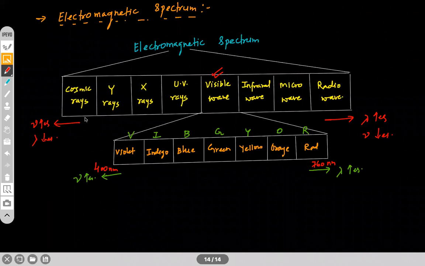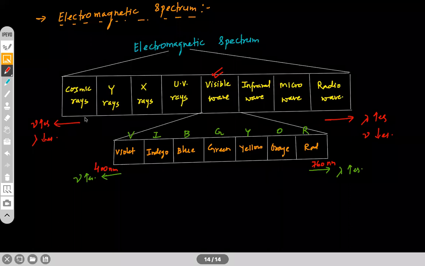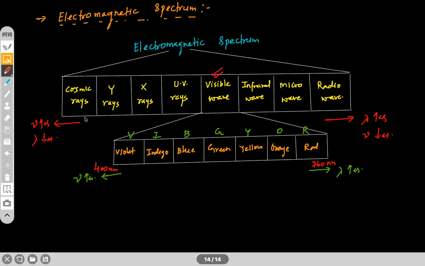I know this is theory, and it's difficult to sit continuously like this because we are not doing any numericals. Numericals we can solve after some time. A few more things we have to discuss.